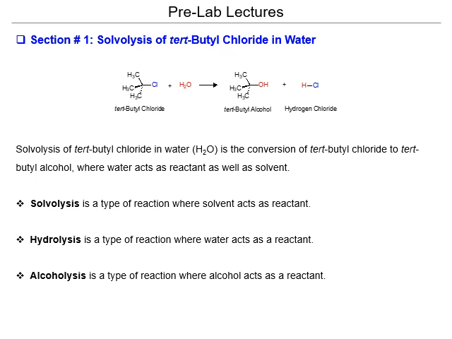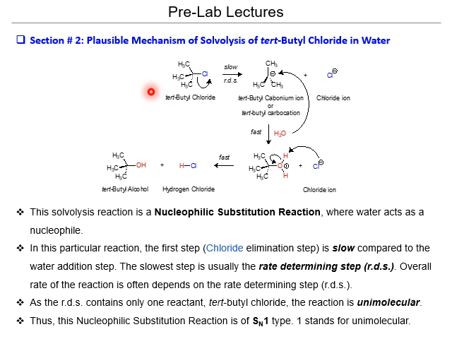So here you can see the reaction. Tert-butyl chloride, and you have water, and you have tert-butanol and hydrogen chloride. You could call this a substitution, right? So this is the possible mechanism for the reaction.